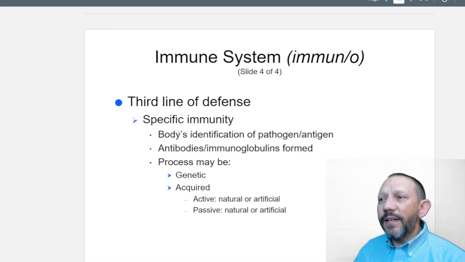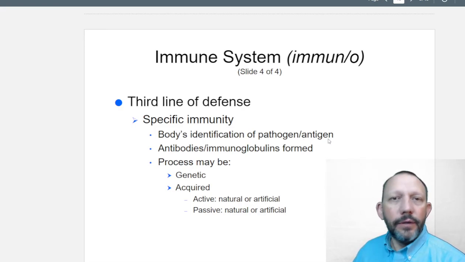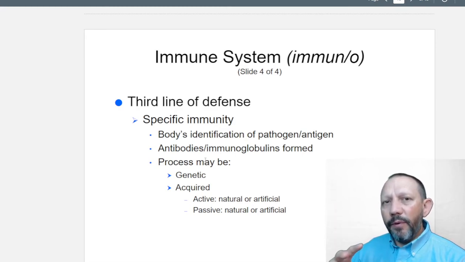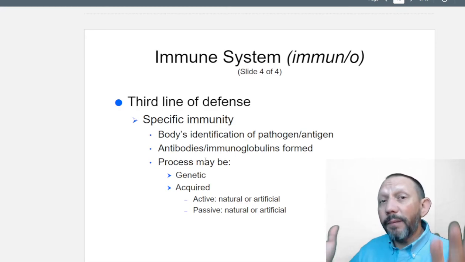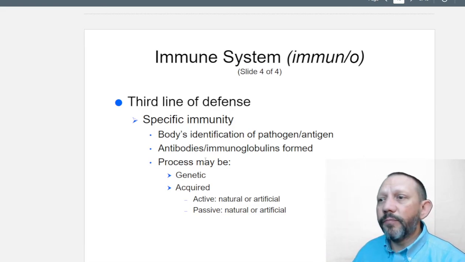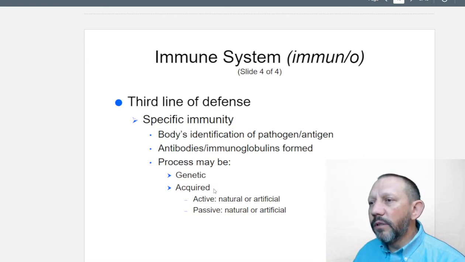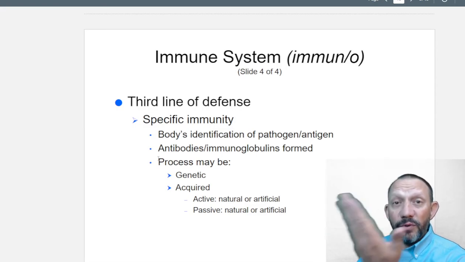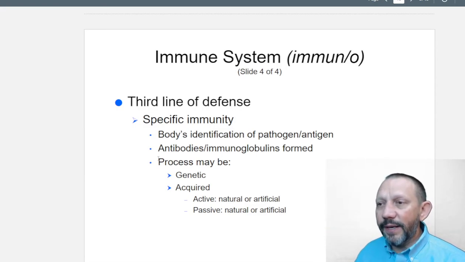Okay. Body's identification of pathogen and antigen, same thing, right? So usually it will understand or remember that there's, for example, spike proteins. It'll go after something with spike proteins and be more aggressive towards it. Antibodies and immunoglobulins are formed later on. Once it recognizes that, it says, okay, let's have people who are looking specifically for these. So let's print out some new pages with the picture of the bad guy.